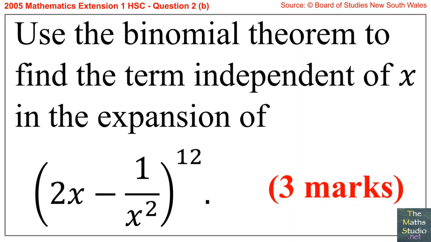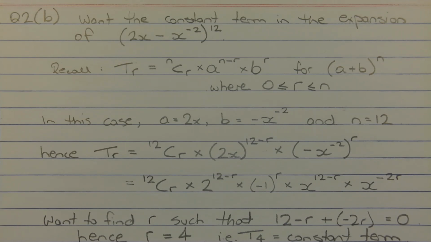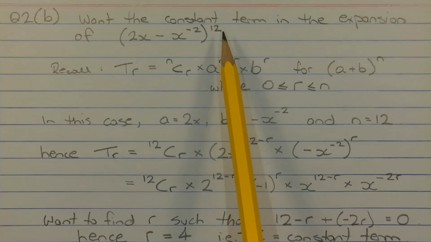Question 2, Part B. Use the binomial theorem to find the term independent of x in the expansion of (2x minus 1 over x squared) in brackets to the power of 12. The term independent of x corresponds to the constant term in a binomial expansion. What we want is the constant term in the expansion of (2x minus x to the power of negative 2) in brackets to the power of 12.